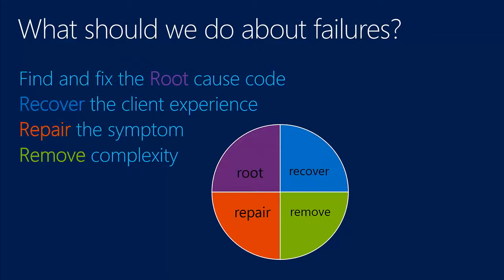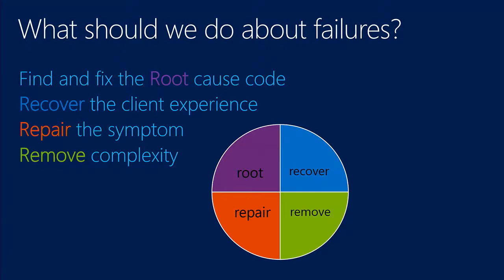So when we typically think about failures, there are 4 different ways we can address them within the product. So one might be to find and fix the root cause code. So if it's a code bug, something in Exchange, we'll track that down and we will fix that bug and stop those problems. We might also do stuff within the product to recover the client experience. A lot of the things that I talked about in managed availability, such as failing over when a protocol is not working to recover service on another server, that's an example of recovering the client experience.